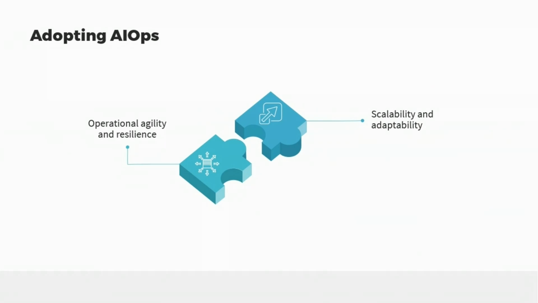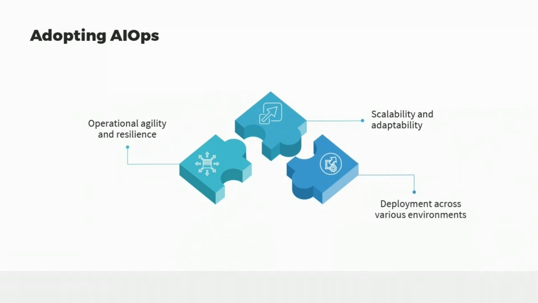And scalability and adaptability means scaling IT operations seamlessly to accommodate growth and evolving business needs, whether on premises or in the cloud. And deployment across various environments is about flexibility. And that means flexibly deploying AI ops solutions across hybrid or multi cloud environments. And that ensures consistent performance and functionality regardless of the infrastructure that you're using.